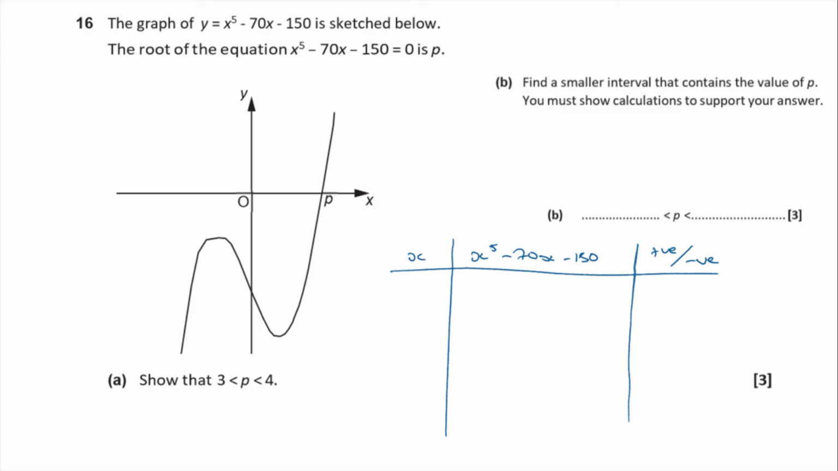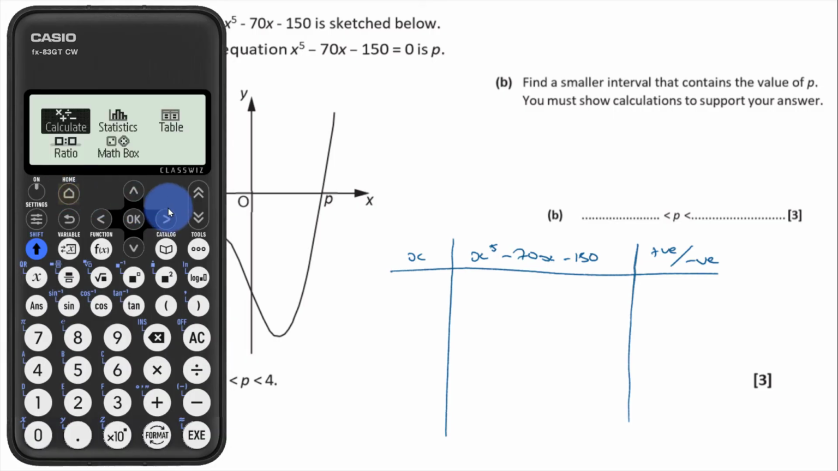So I'm going to do both those two steps at once using the table function on my calculator. I'm going to go into the table mode, and once we're in table mode, I need to put in the function itself and then the range of values. I do that on the new calculator by pressing the option key at the end over here, and then going to define f of x. I'm going to type in the function that they've given me, x to the power 5 minus 70x minus 150. So I'm going to type that carefully in.